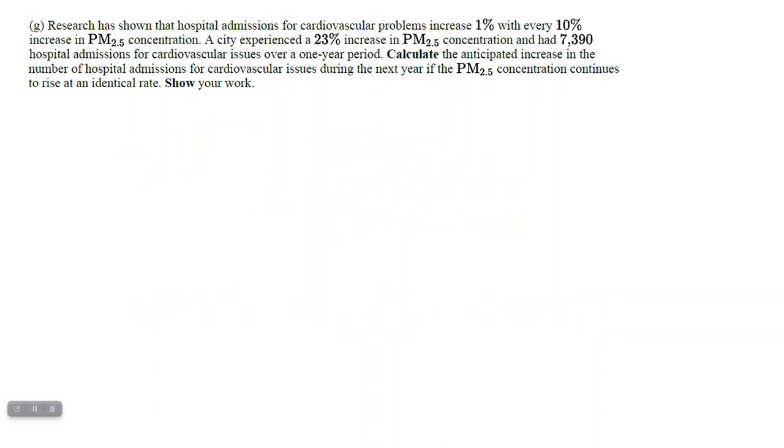The next one is a little tougher. It gets a little weird. So let's just get to it. So research has shown that health problems increase 1% with every 10% increase in the particulate matter concentration. A city experienced a 23% increase in concentration and had 7,390 hospital admissions for that health problem in a 1-year period. We want to calculate the anticipated increase in the number of hospital admissions during the next year if the particulate matter concentration continues to rise at an identical rate.